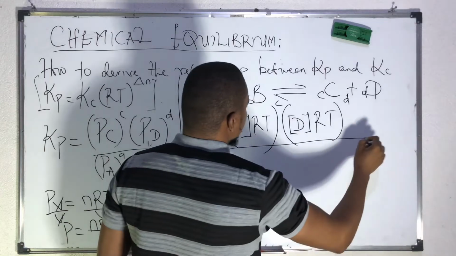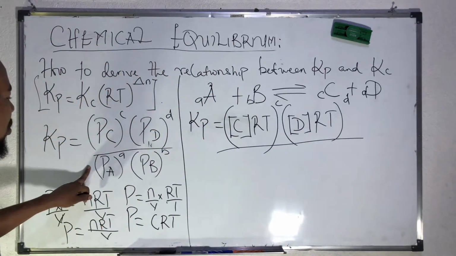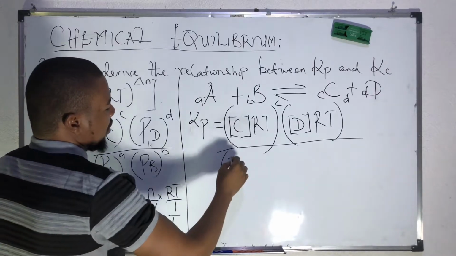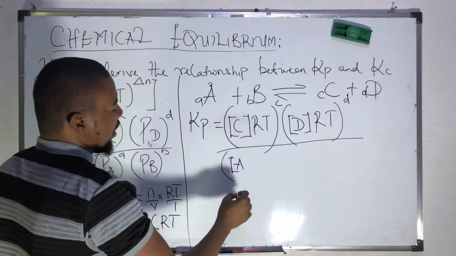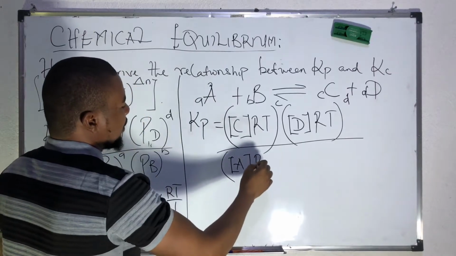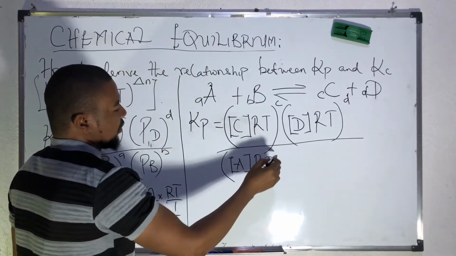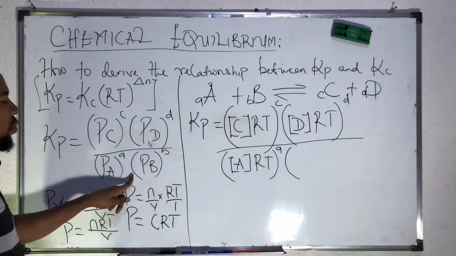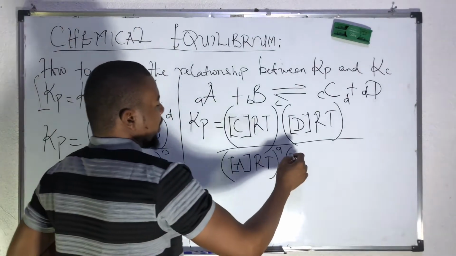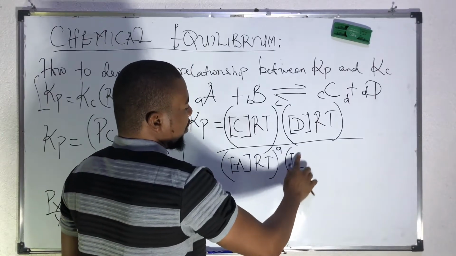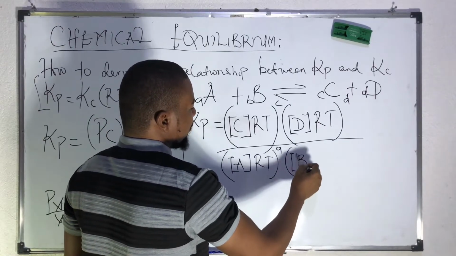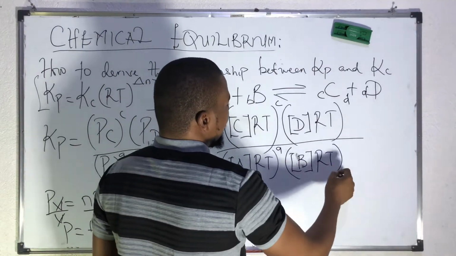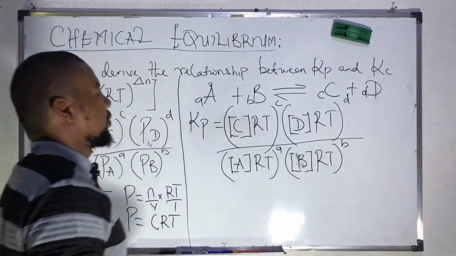This is over. What's at the denominator? We have the partial pressure of A. We also do the same thing for A, where we say the concentration of A multiplied by the RT raised to the power of A. And lastly, we do for the last one, which is B. We say the concentration of B multiplied by RT raised to the power of B.